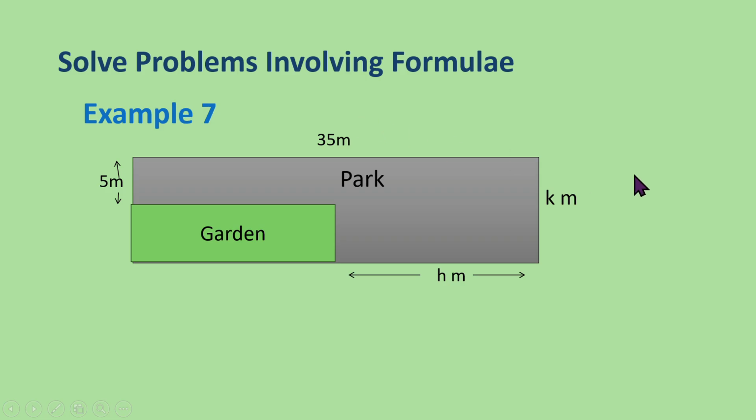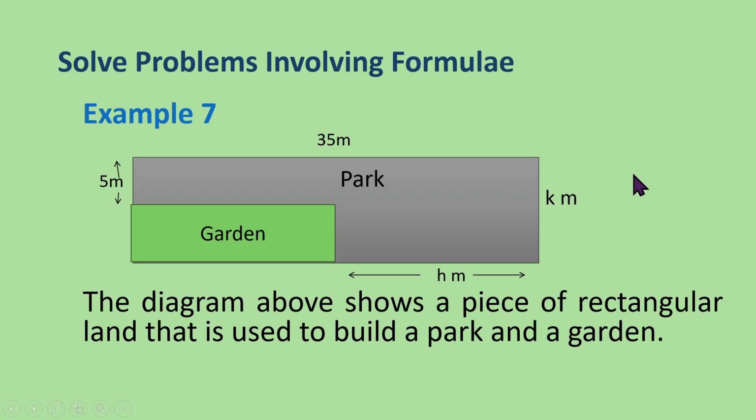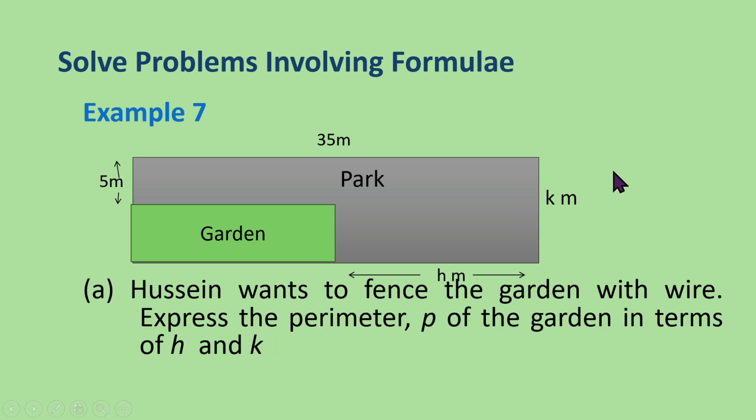Solving problems involving a formula. Next part. Okay. Example 7. Diagram above shows a piece of rectangular land that is used to build a park and a garden. Hussein wants to fence up the garden with a wire. Express the perimeter P of the garden in terms of h and k.